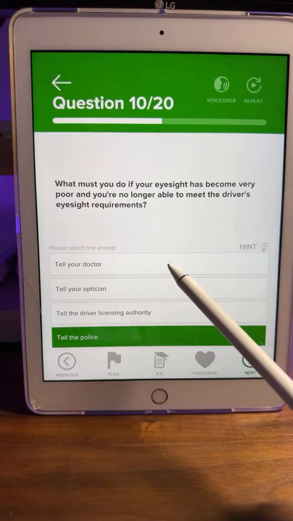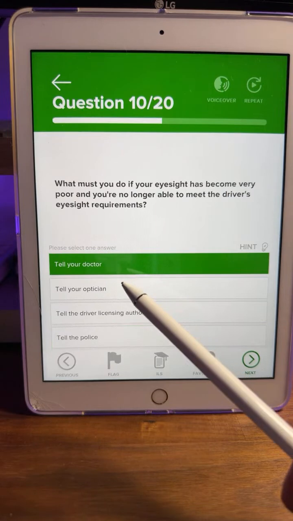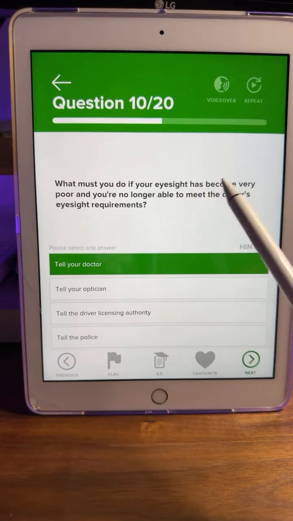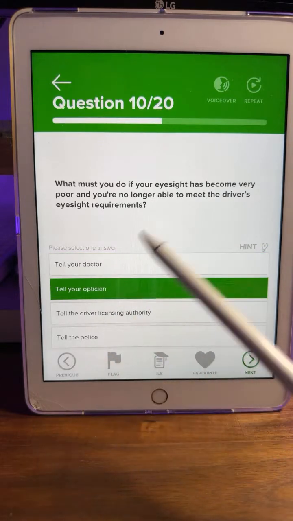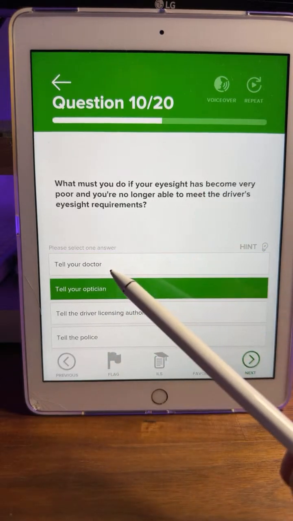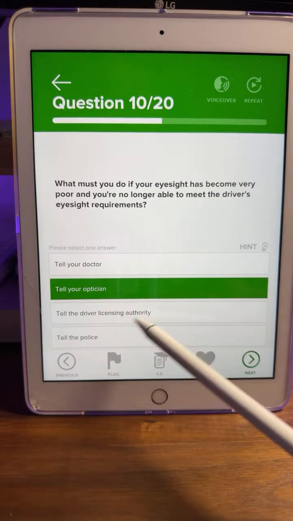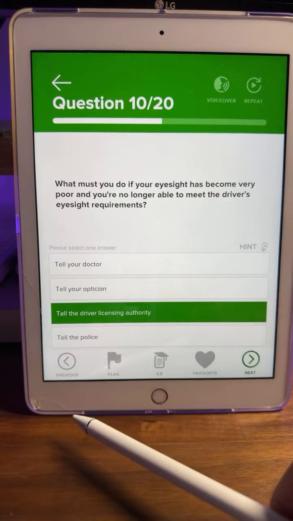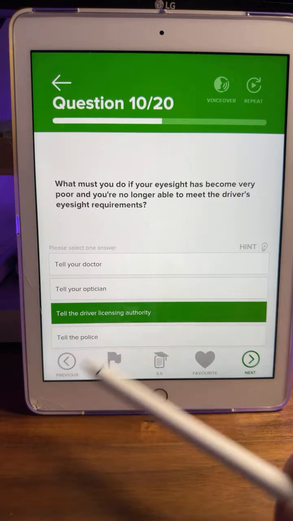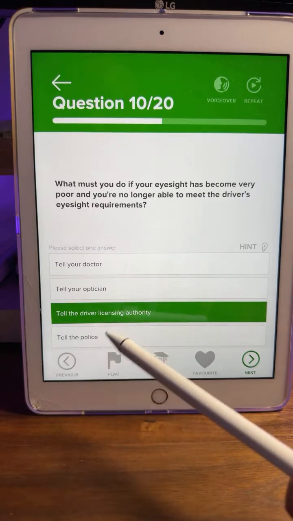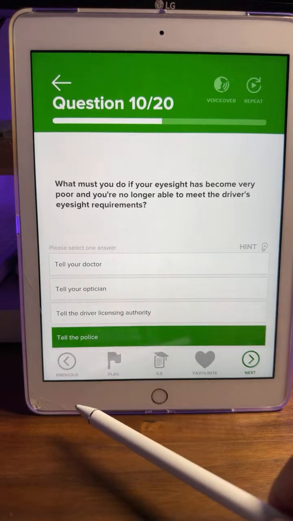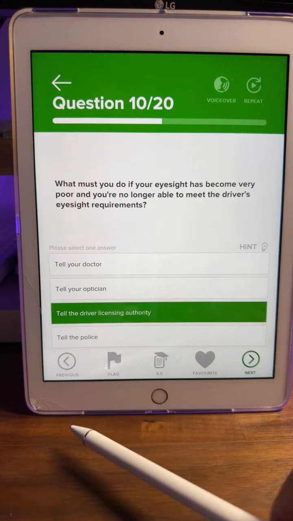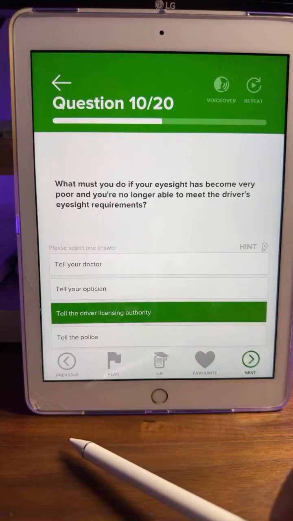Okay, let's look at them. Tell your doctor. You can report to your doctor as well. However, we're talking about driving here, so the doctor will probably tell you to surrender your license. Tell your optician. Well, your eyesight has become very poor and you can't meet the driver's eyesight requirements. Tell the driver licensing authority. Yes, that would make more sense, wouldn't it? You've got to tell the driving licensing authority, the DVLA, or tell the police. I'm not sure what they're going to do about it, but the obvious answer here is to tell the DVLA, the Driver and Vehicle Licensing Agency. You've got to tell them about it.